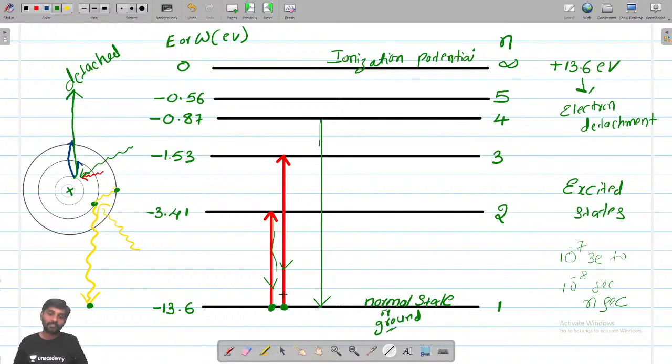So by getting some external energy, the electron is excited to the fourth level. But due to the mechanics, the electron which is existing here has to come back to its original state. So whenever it is coming back from this state to this state, it has to release some energy.